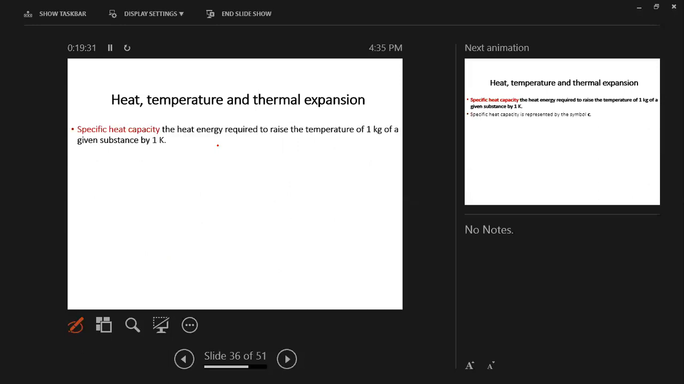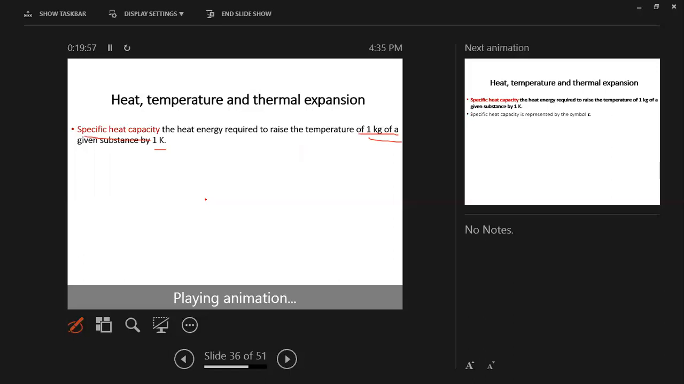Specific heat capacity means the heat energy required to raise the temperature of 1 kilogram of a body or given substance by 1 Kelvin. Okay, 1 kilogram by 1 Kelvin. This is called specific heat capacity. Remember the heat capacity? Heat capacity was for raising the temperature of a substance by 1 Kelvin. Since this is specific, that's why we take only 1 kilogram over here. Okay, specific heat capacity is specified.